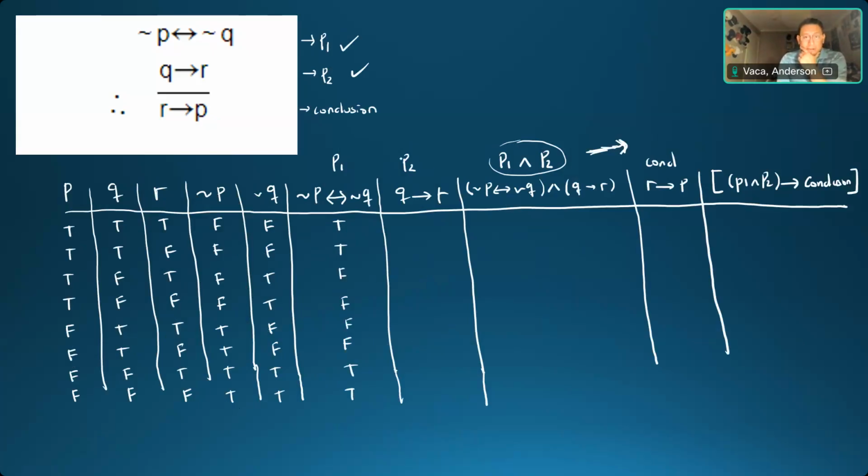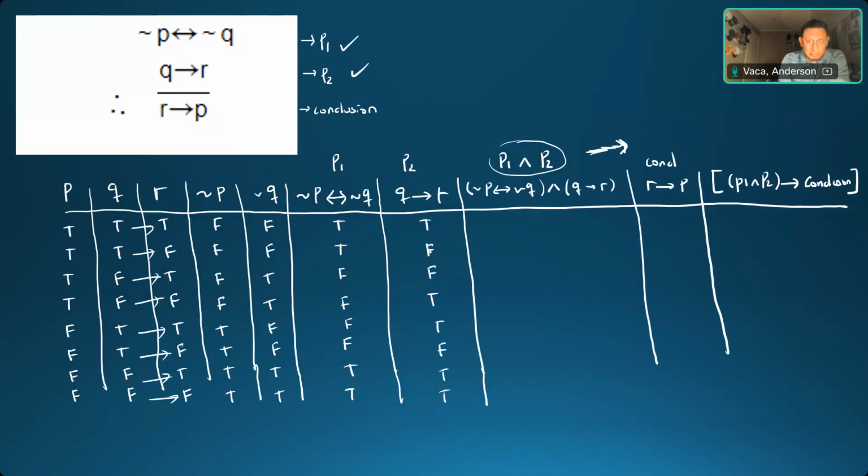We're going for the second premise. We have if Q, then R. For that second premise, I'm doing this. So let's see. True, false, false, true. True, false, true, true. So here was if true, then false.